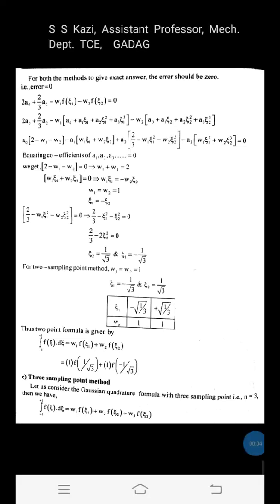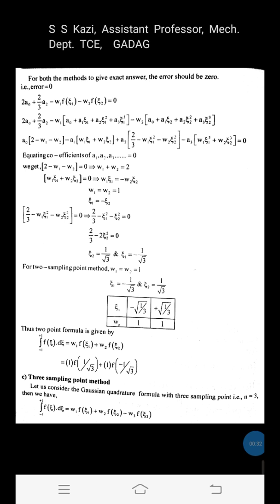In this video session, let us learn the three sampling point method, that is the Gaussian quadrature formula with three sampling points, and we will deduce the values of sampling weights and the sampling points for the 3-point Gauss method to evaluate the given integral, and also we will evaluate the given integrals using 1-point, 2-point and 3-point methods.